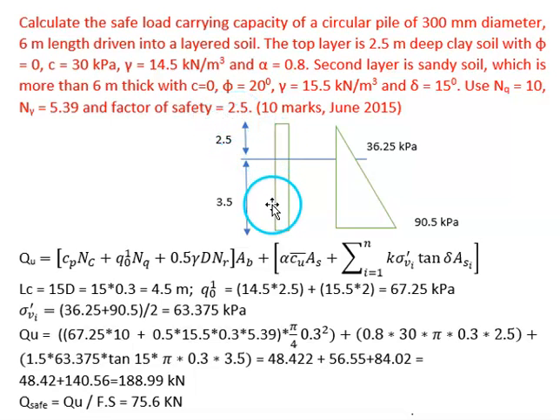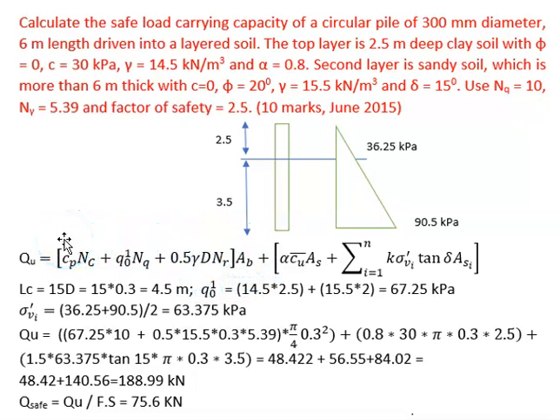So here there are two types of soils. The top 2.5 meter thickness is a clayey soil which has C equal to 30, gamma equal to 14.5. But the second layer is cohesionless soil since C is given as 0. To find the ultimate load carrying capacity, first we should write the equation of the IS code: QU equal to CNC plus Q naught dash NQ plus 0.5 gamma D N gamma into AB plus alpha Cu bar into AS plus summation i equal to 1 to N of K into sigma VA dash tan delta i ESI. Here the first term represents the end bearing resistance.